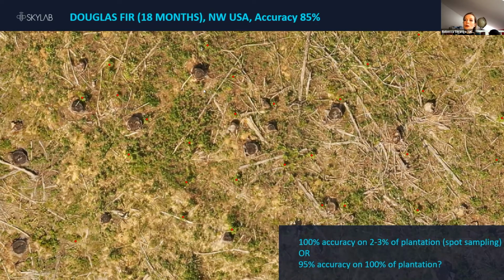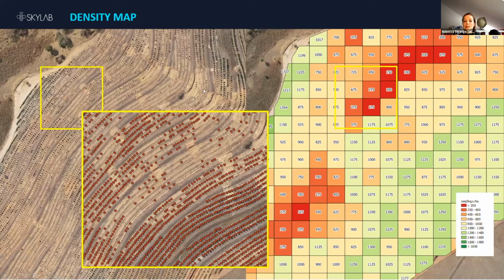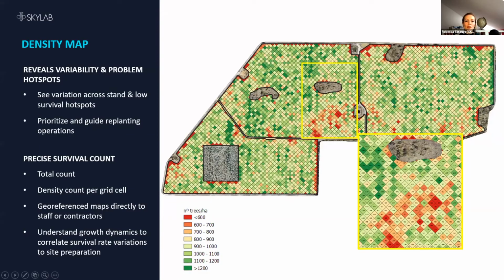And the results of the seedling counts can be put into grid cell maps like this that show the number of seedlings per hectare that are surviving in each grid cell. And of course, those grid cells are customizable. This is just another view of that.